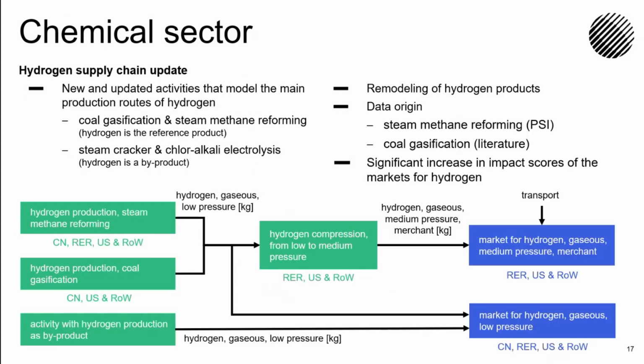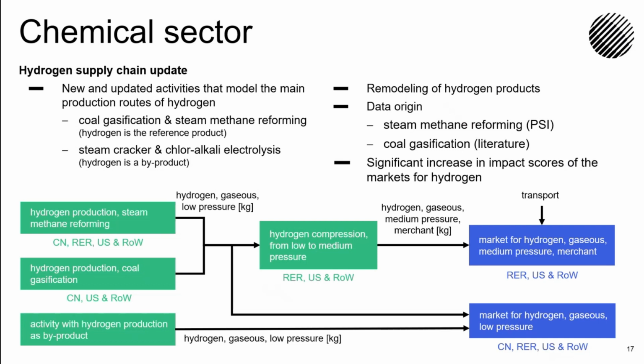For the chemical sector, we made several major updates for version 310, which I'll be covering in the next slides. One of the main updates concerns the supply chain of hydrogen, which we have completely revised. There are now two different products that model hydrogen, both in gaseous states, low pressure hydrogen and medium pressure hydrogen.